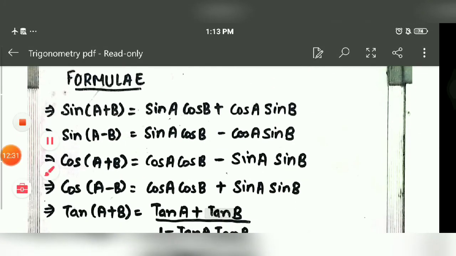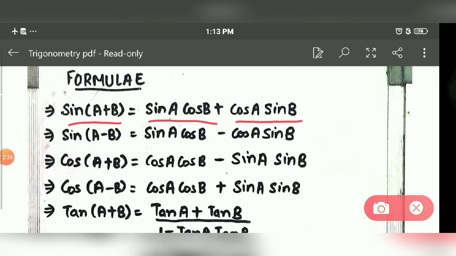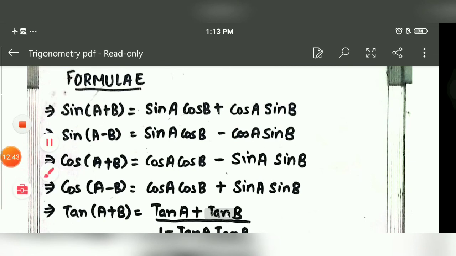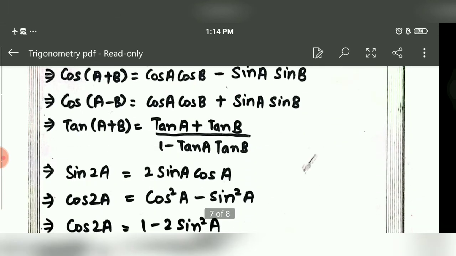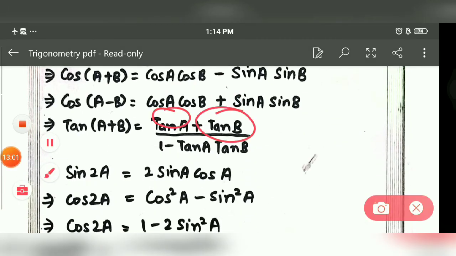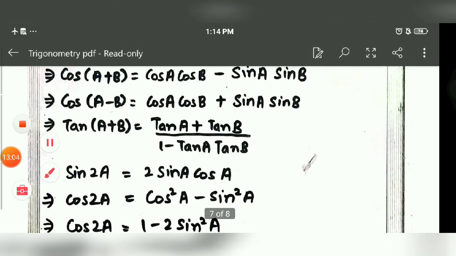Next, there are some formulas. Sin A plus B is equal to sin A cos B plus cos A sin B. If there is a minus sign in the center, then here it is minus. But for the cos, the result is opposite. If cos A plus B is there, the answer has a minus. And one more thing, for cos A plus B, both terms are cos, then both sine. If cos A minus B is there, then in the center we have a plus sign. Tan A plus B is tan A plus tan B upon 1 minus tan A tan B.